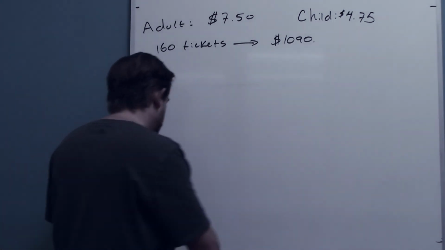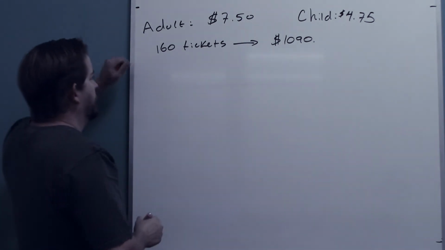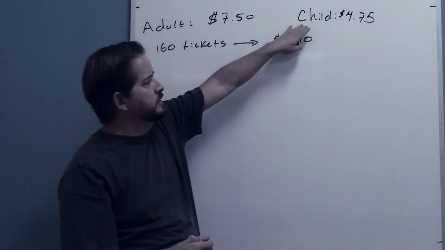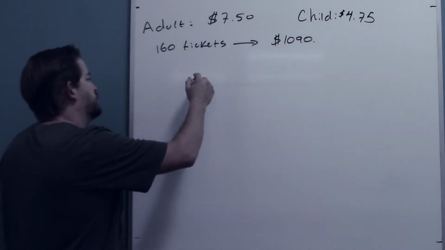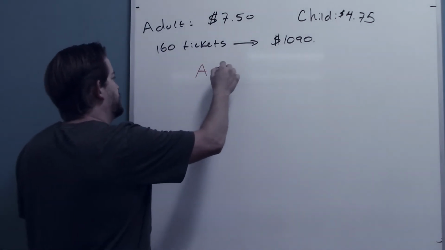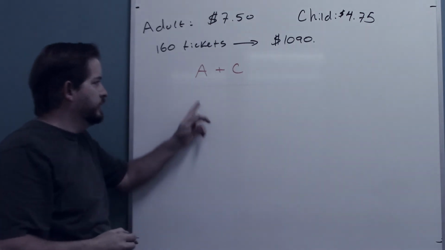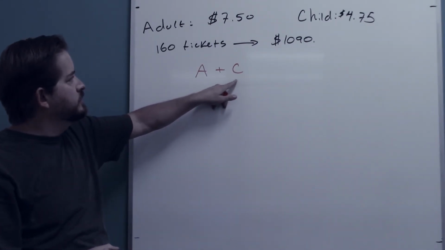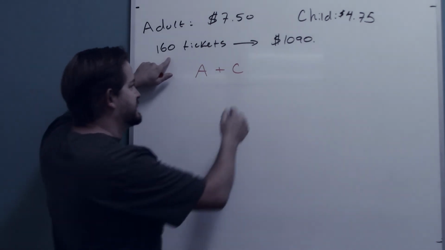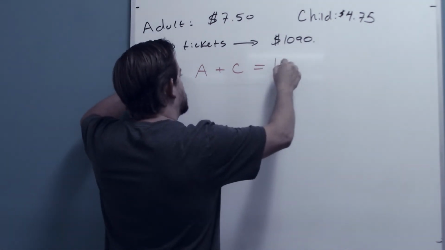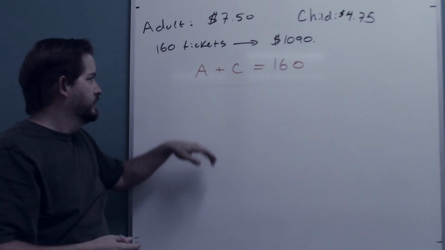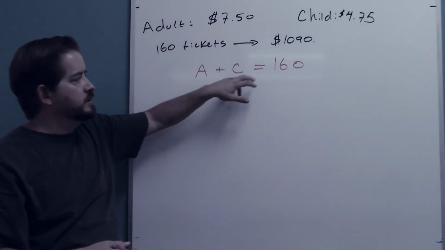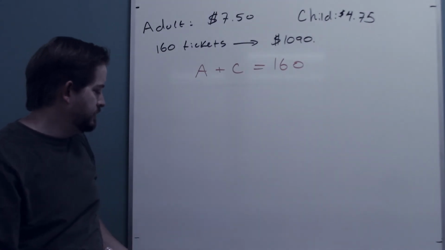All right. So let's look. I have 160 tickets total, and I have two types of tickets, adults and children's. So the first equation I'm going to write is A plus C for the number of adult tickets sold added to the number of children's tickets sold should be a total of 160. Right? The total number of tickets sold, which is adults plus children, equals 160.